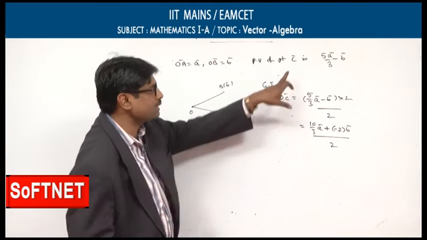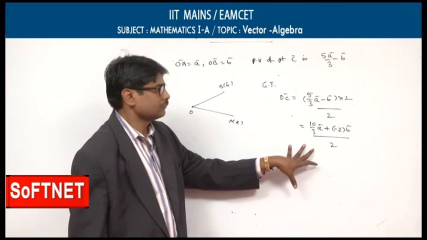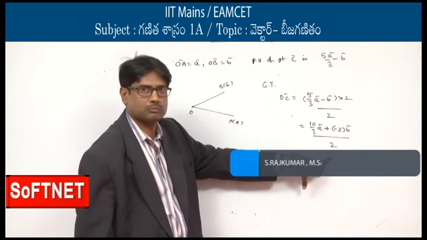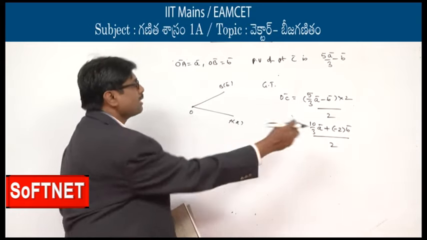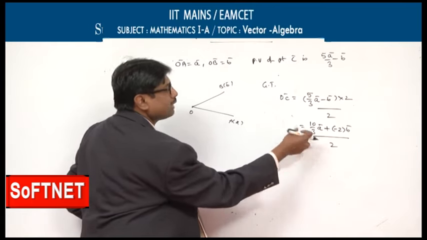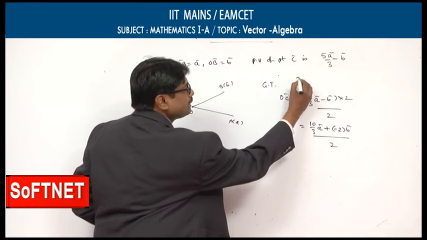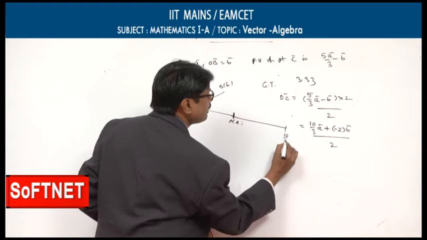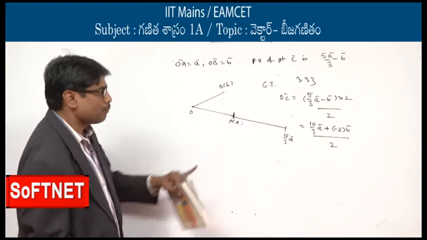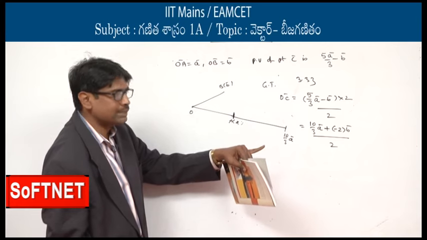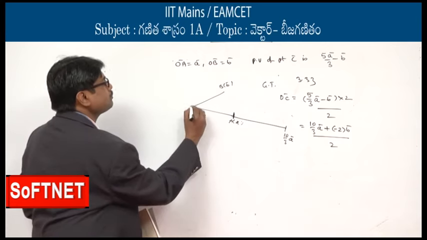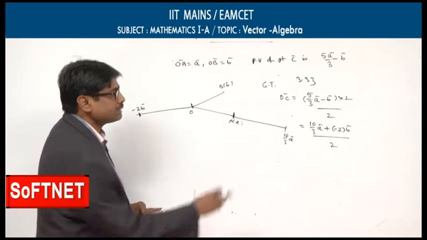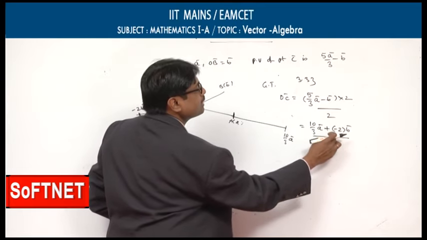To locate the position of C, express in the midpoint form: 10/3 of A bar plus minus 2 times B bar, by 2. What is the meaning of this one? We extend A bar 10/3 times, approximately 3.33 times. And extend this A bar 10/3 times. Minus 2 B bar means it is negative, in the opposite direction. This is B bar, minus 2 B bar. And your C is 10/3 of A bar minus 2B bar, by 2.